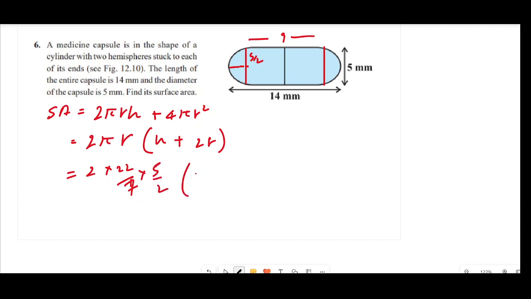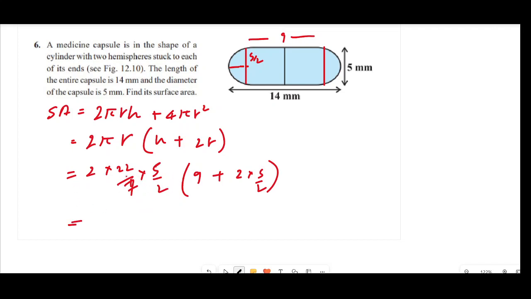Now H is 9, because this H is taken as the cylinder height. Now 2r, r is given as 5 by 2. Now first we solve this.